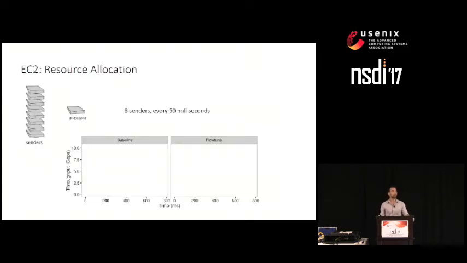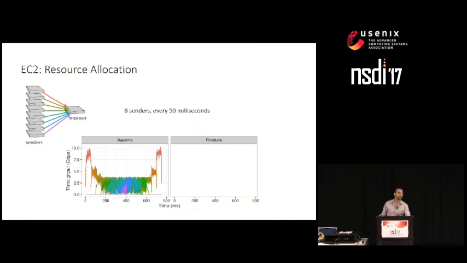We deployed Flowtune on Amazon EC2. We had 8 senders sending to 1 receiver, and we started a new sender every 50 milliseconds, then stopped a sender every 50 milliseconds. On the left, you can see how TCP Cubic in Linux, Ubuntu 16.04, performs on Amazon. You can see that with 3 or more flows, TCP has a very hard time trying to converge to a fair allocation, whereas Flowtune converges to a fair allocation very quickly.